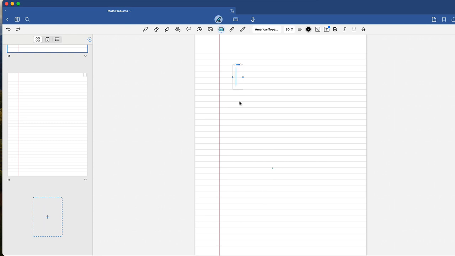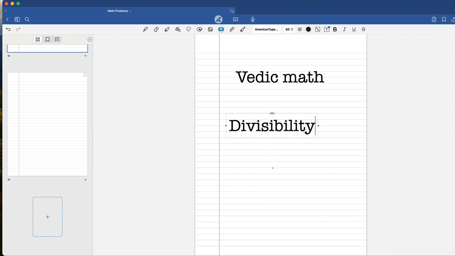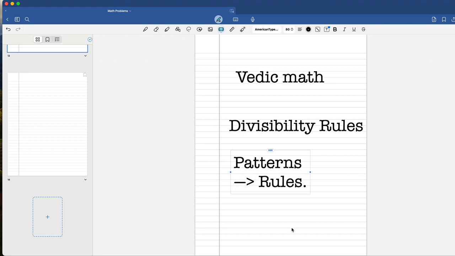What is common between Vedic math and divisibility rules? These might look so different, like chalk and cheese, but there's actually something common between them. The commonality is nothing but patterns. Patterns that turn into rules.